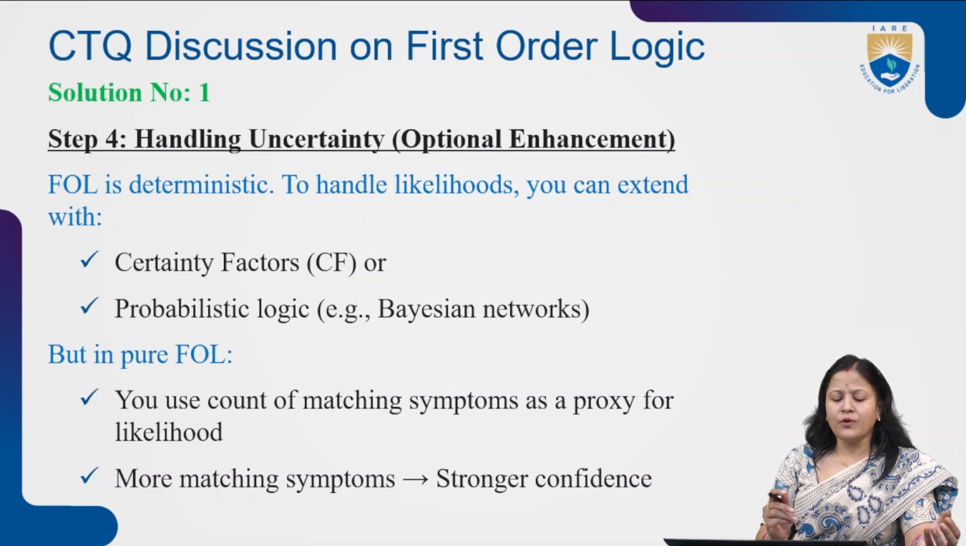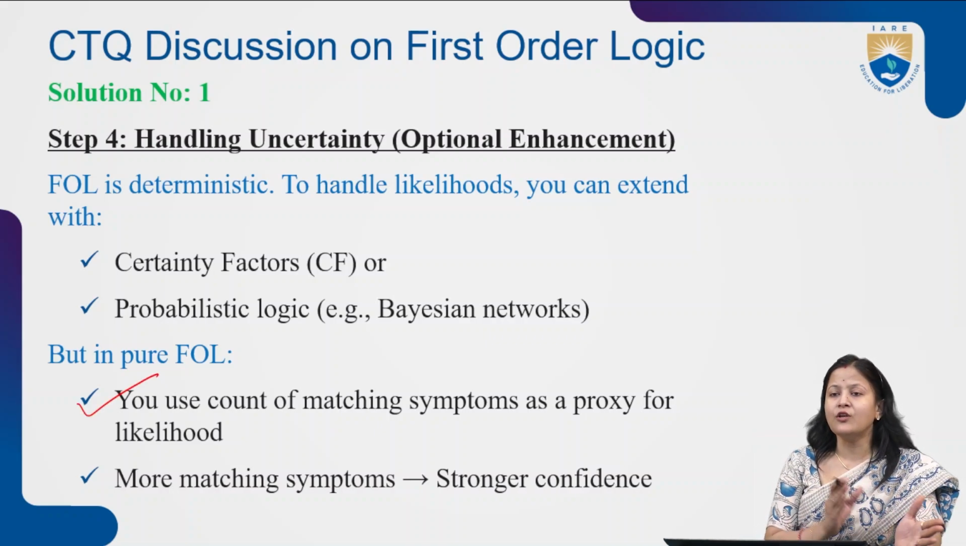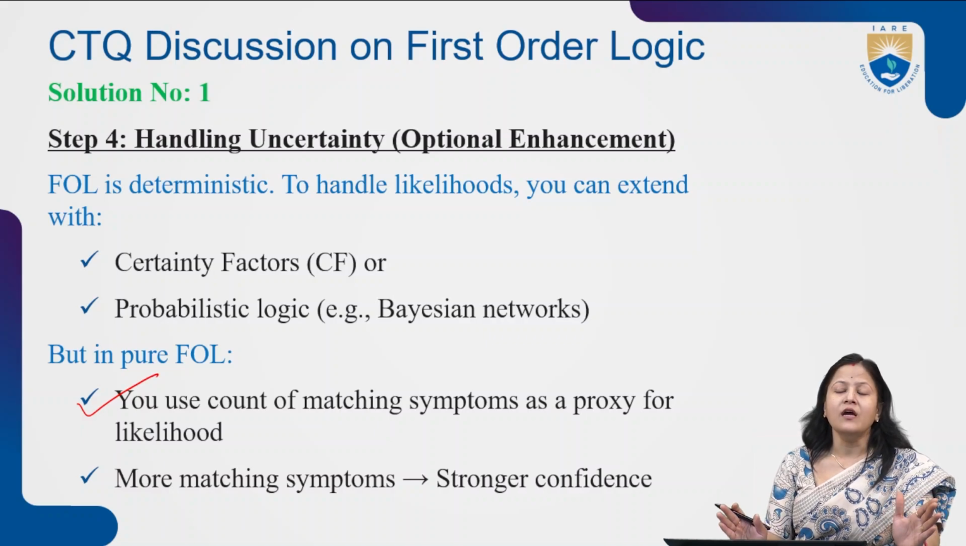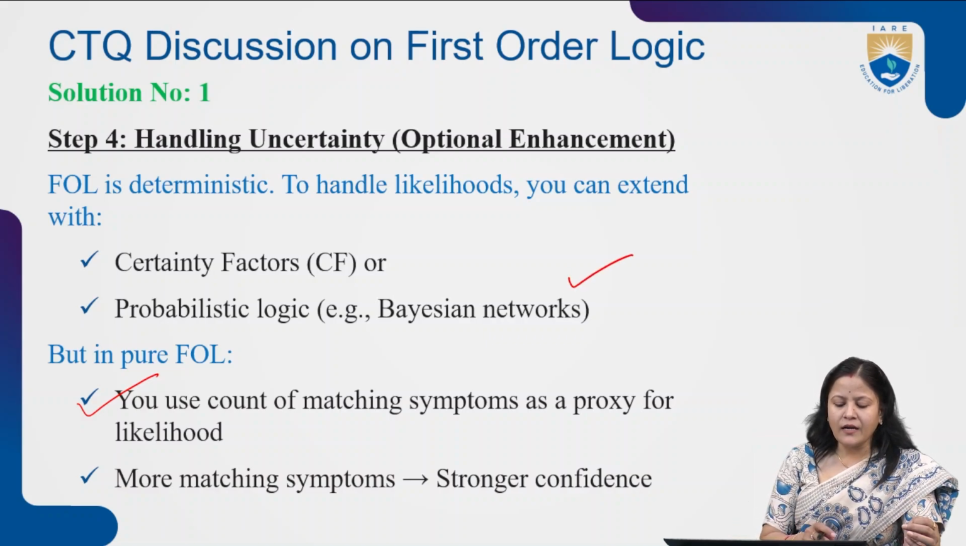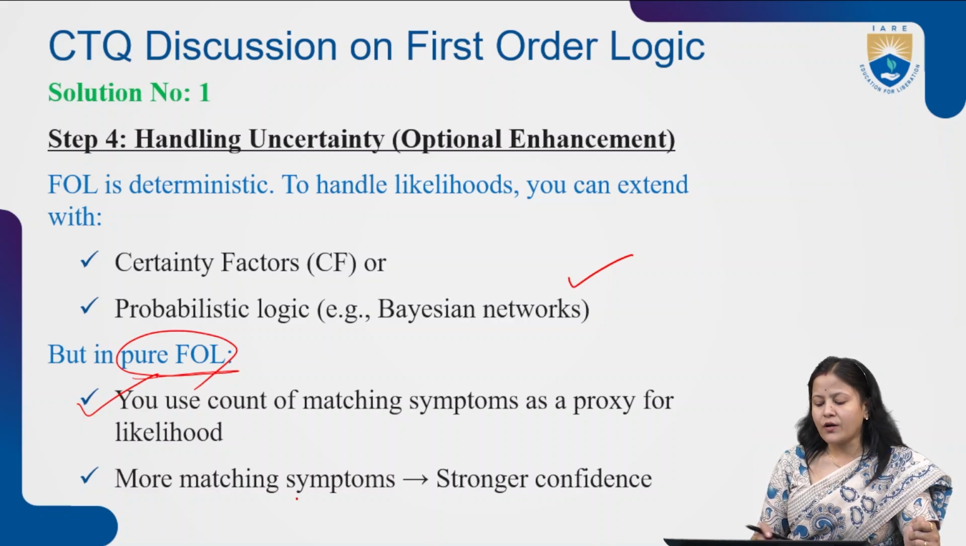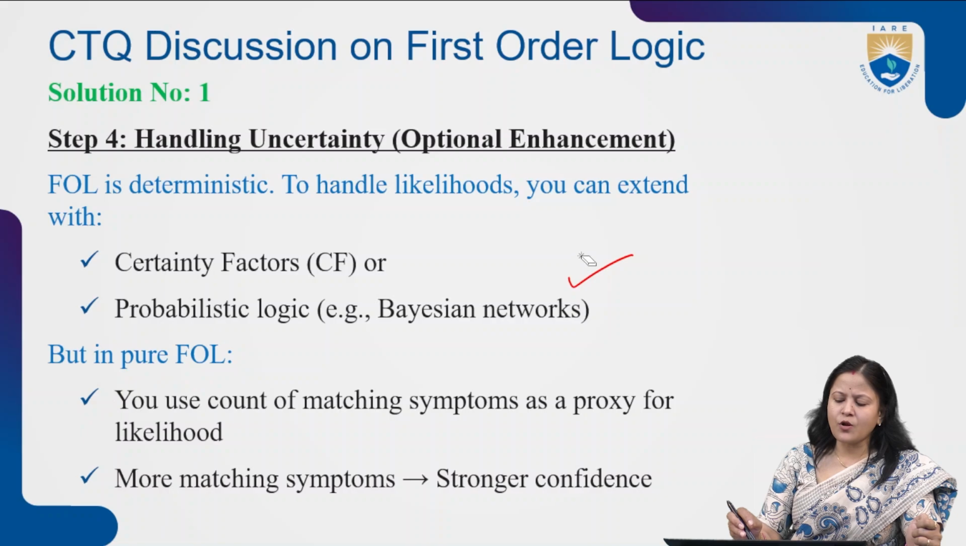But why? Because in pure first order logic, you use the count of matching symptoms as a proxy for likelihood. What is the meaning of this statement? If the symptoms match the rule, then only it can derive the result. Otherwise it cannot, and it may give a wrong result also. So to avoid that problem, we can go for a Bayesian network or certainty factor. In pure first order predicate logic, more matching symptoms means stronger confidence. But still there is some drawback in first order logic. It may not find the correct answer, and then we go for the probabilistic one.